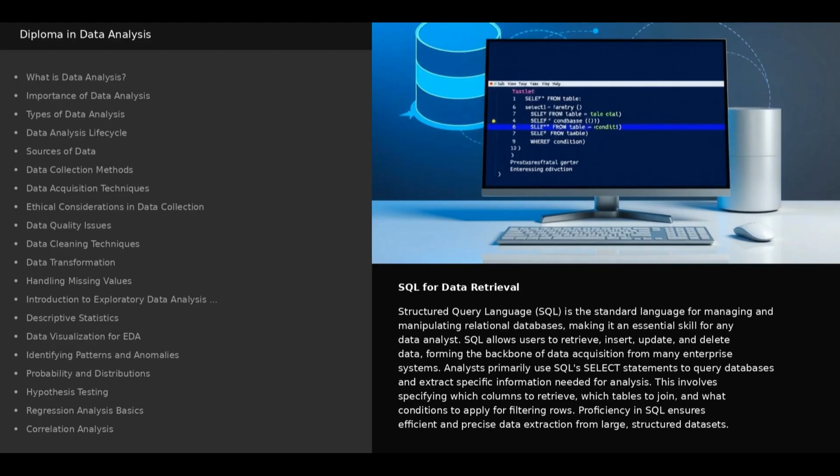Analysts primarily use SQL's select statements to query databases and extract specific information needed for analysis. This involves specifying which columns to retrieve, which tables to join, and what conditions to apply for filtering rows. Proficiency in SQL ensures efficient and precise data extraction from large, structured datasets.